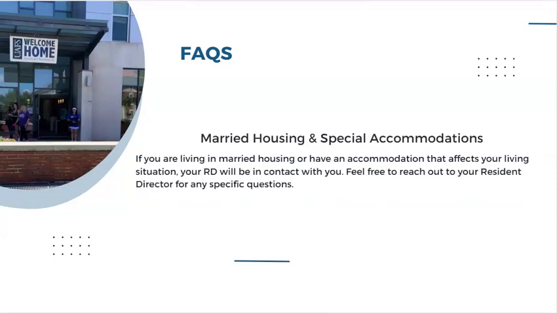Married housing and special accommodations. If you do have a special accommodation that we need to know about to work with you, or if you're in married housing, your resident director is going to reach out directly to you to work with you through this process. But if there's something we don't know about and you need to let us know about, please contact housing and let us know. For example, if you are not currently in married housing, but you plan to get married this summer, it's probably important to go ahead and let us know that so we can walk you through that process and make sure you have a secure spot to live in the fall.